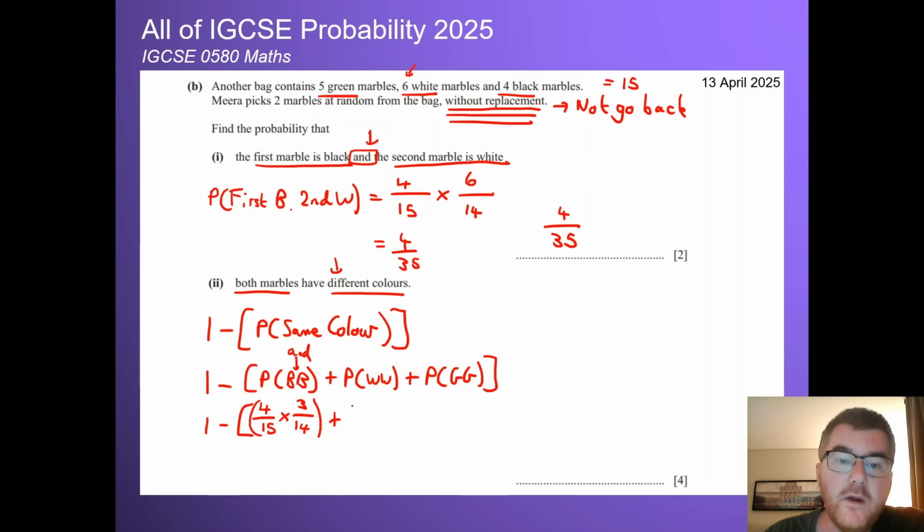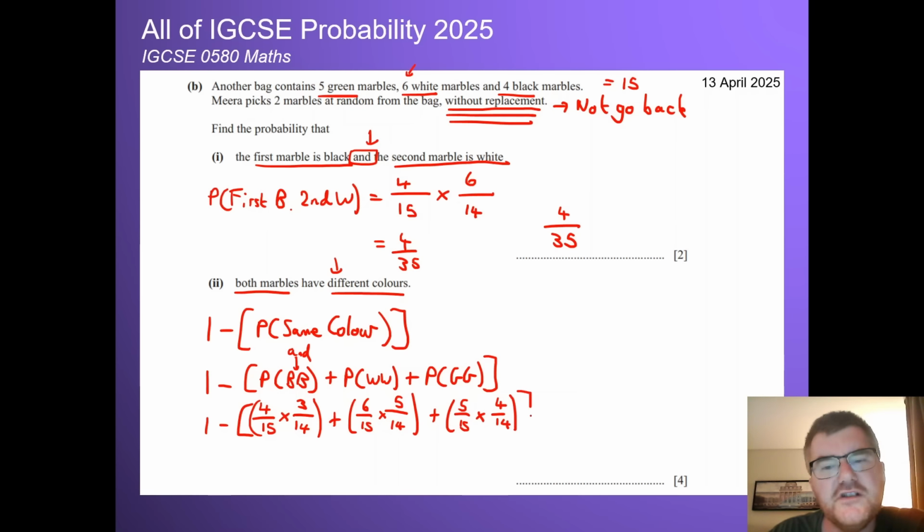If we do the same with white, then we have 6 white to start with, so 6 out of 15. We lose 1 of each, so we only have 14 now, and then 5 of the white. And then we have green, so let's work our way through this. So we have 5 over 15 times 4 over 14.